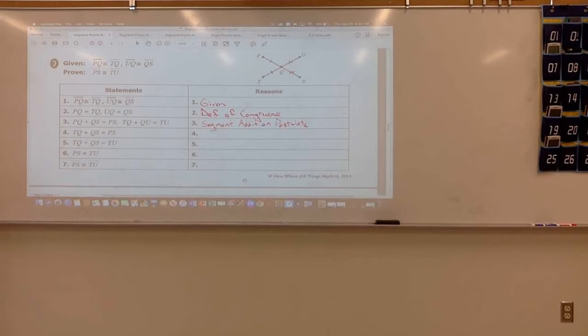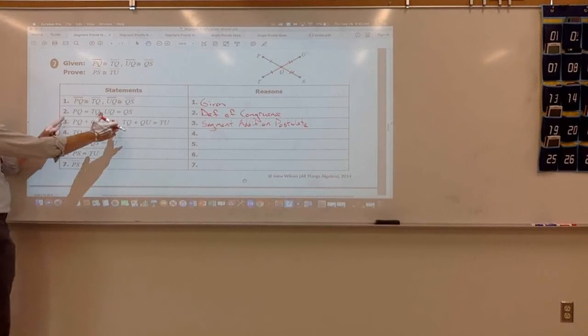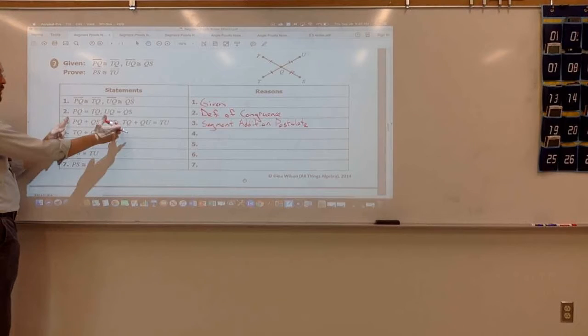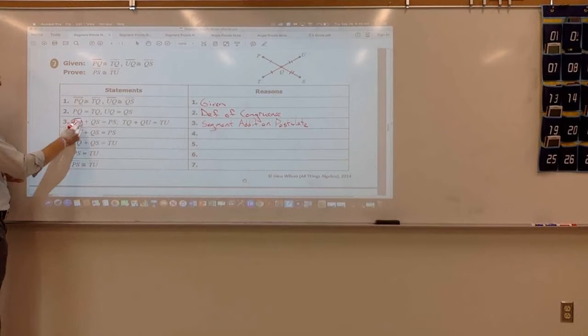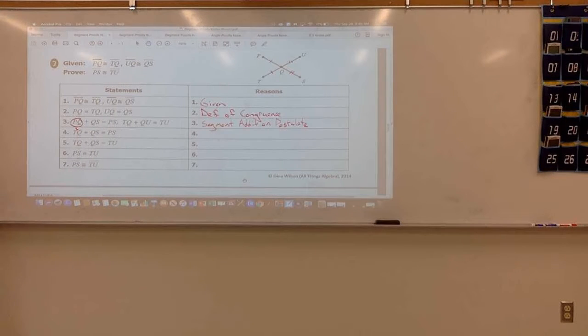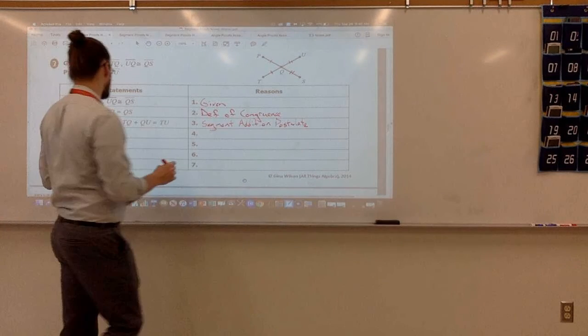So now they claim that TQ plus QS equals PS. How can we claim TQ plus QS equals PS? If we look at here to here, these two equations are almost the same. The only difference is they replaced PQ with TQ. We're allowed to do that because we know they're equal to each other. So we just substituted TQ in place of PQ.